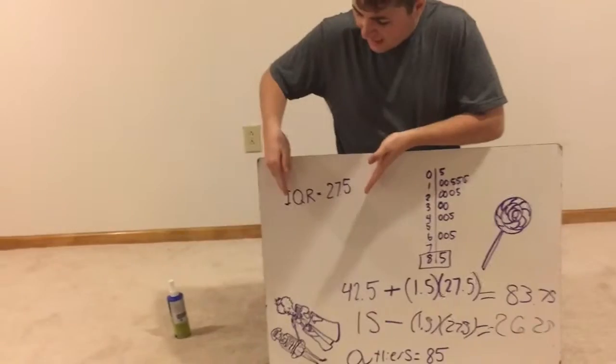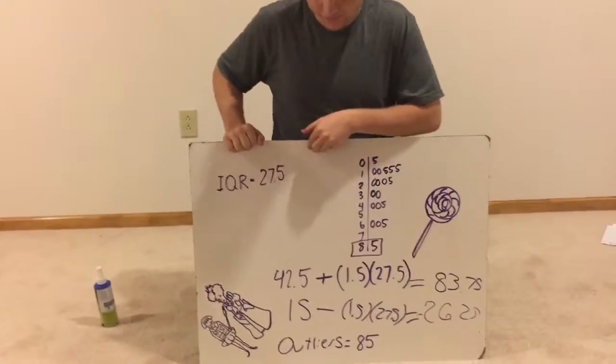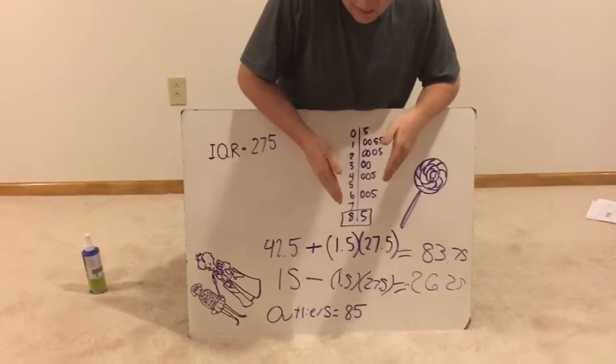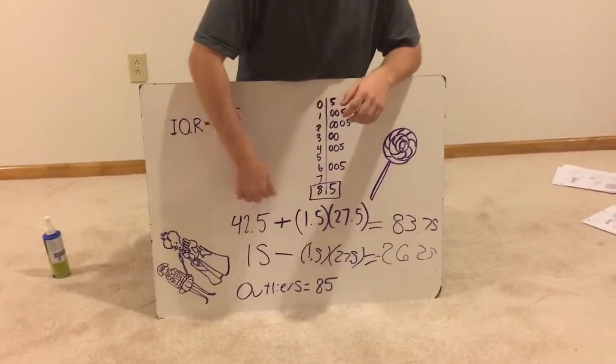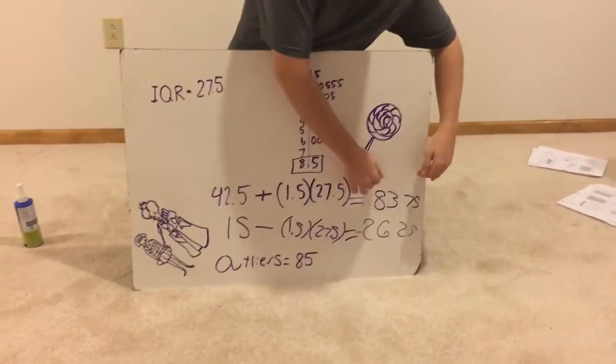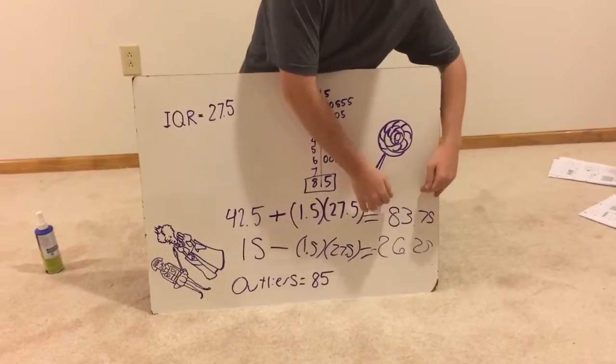Alright, so you take the IQR here, which is 27.5. You multiply that by 1.5 times, and you add the third quartile here, 42.5. Anything above this number here, which is 83.75, is considered an outlier.